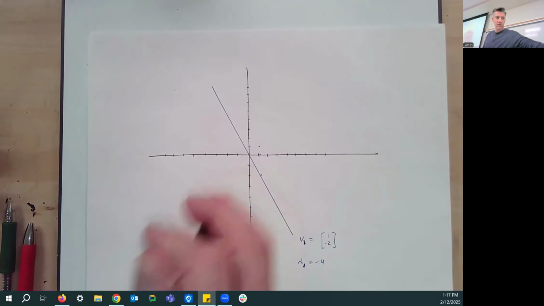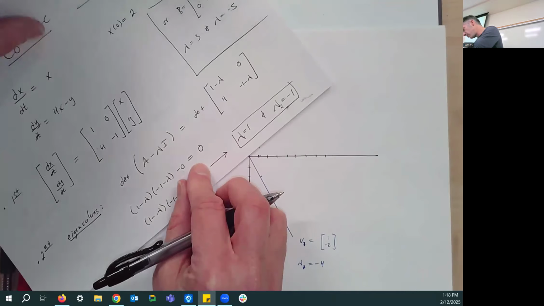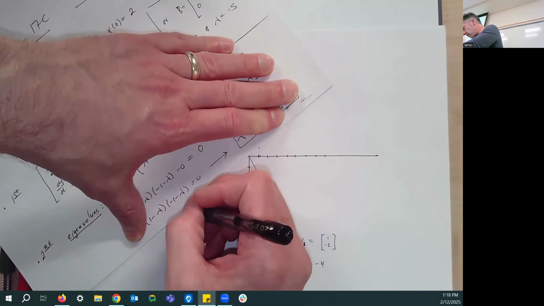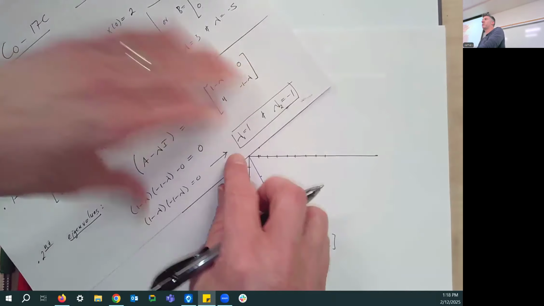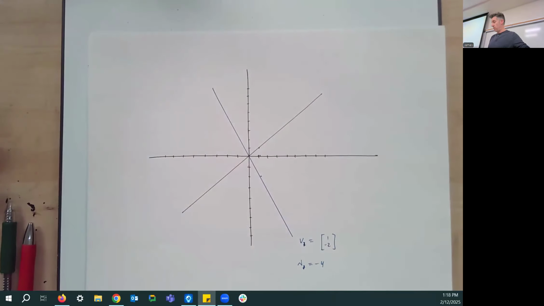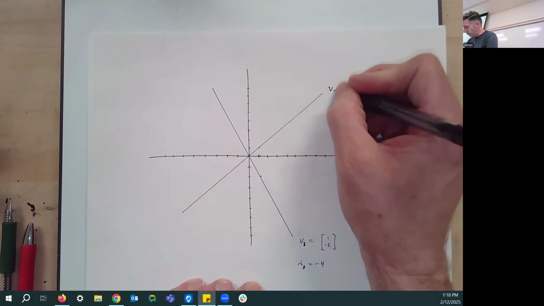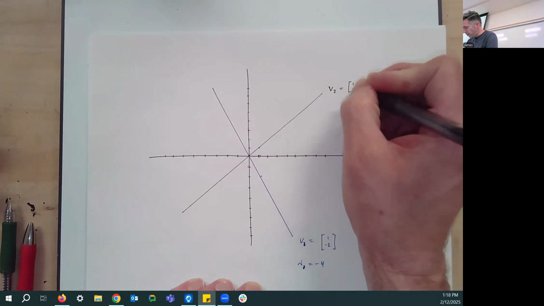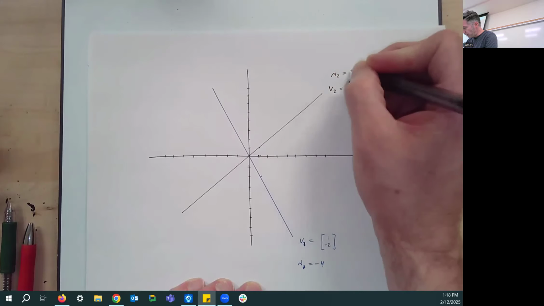Feels like it should be easier to draw, but we'll still be careful. As you might have noticed, the process for drawing this phase plane is a giant pain. No doubt about it. This one's your eigenvector V2 equal to 1, 1, corresponding to lambda 2 equal to negative 1.